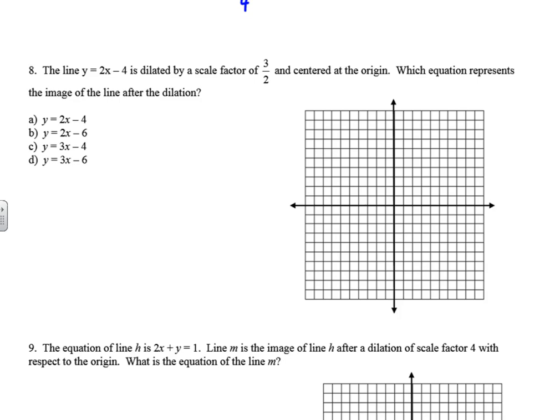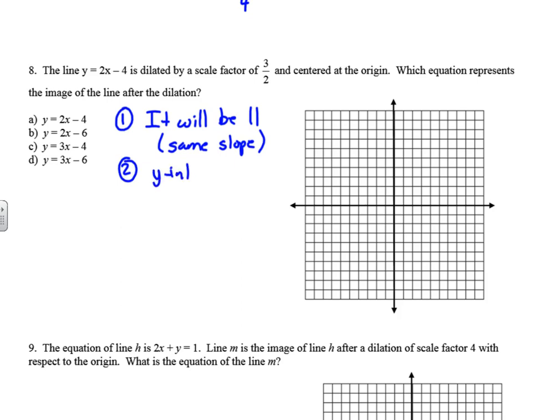Okay, here are the things that we want to keep in mind. Two things to consider. Number 1 is that it will be parallel. In other words, it will have the same slope. And number 2, the y-intercept will change by the scale factor. So let me diagram this out, because this is going to be a common question that you're going to see a lot.